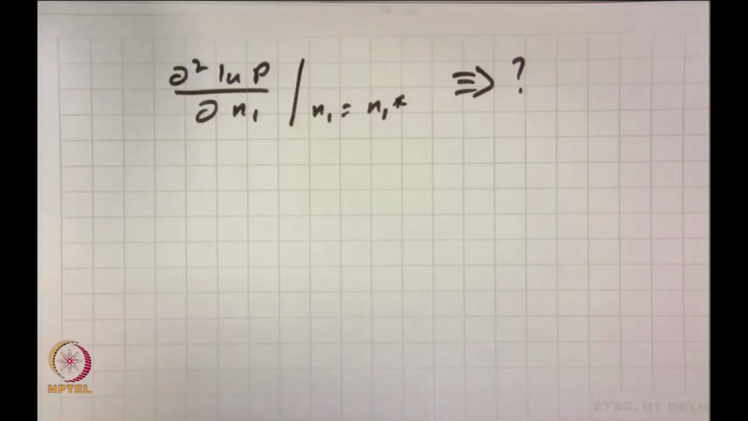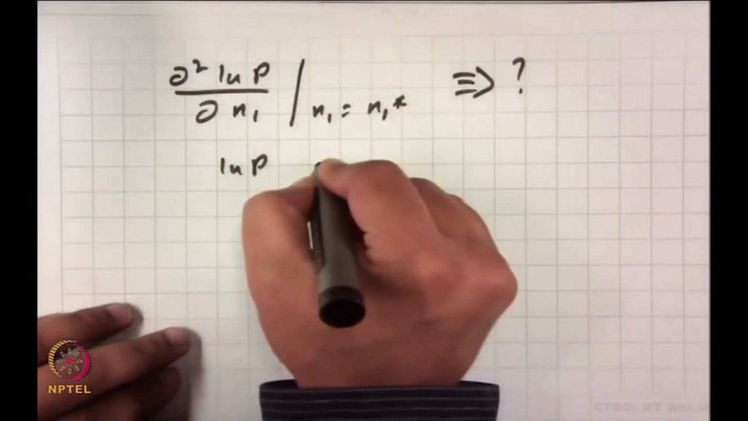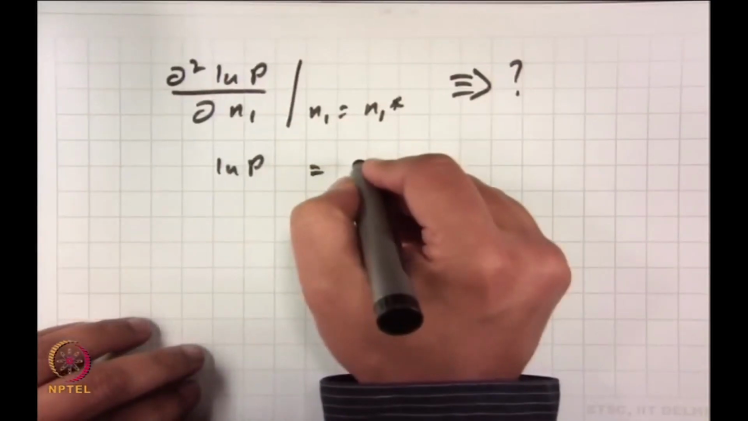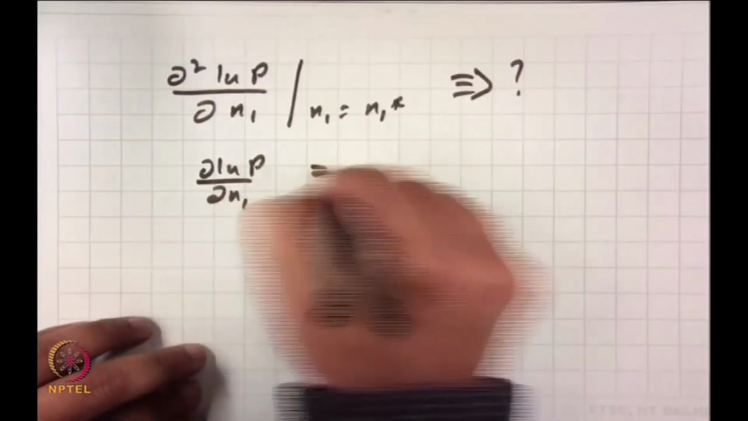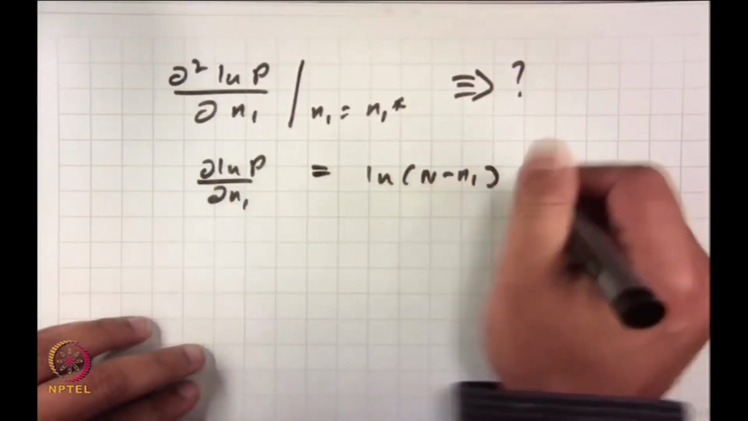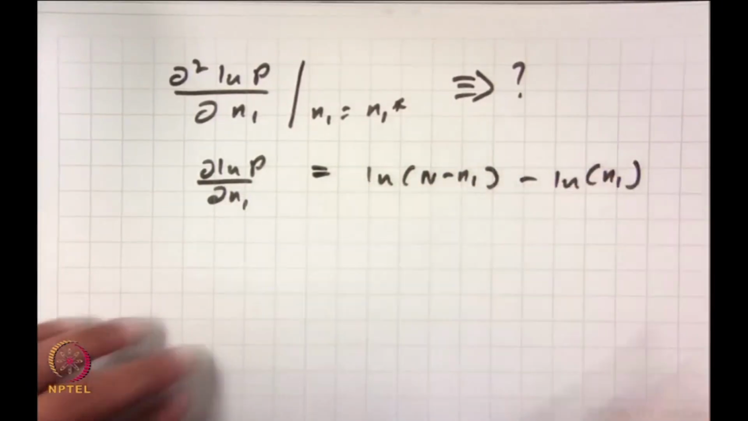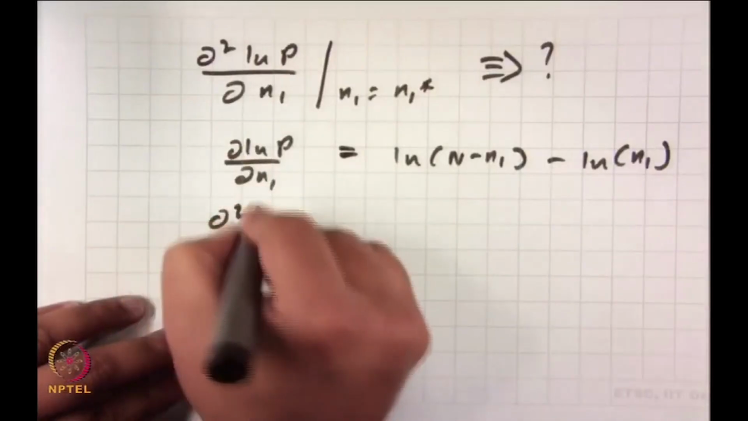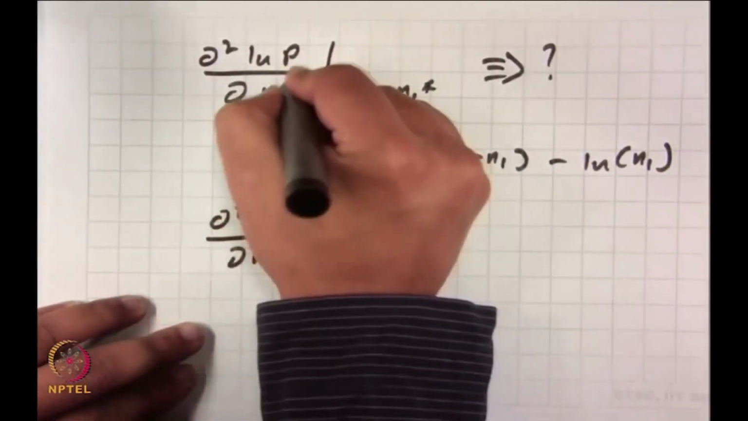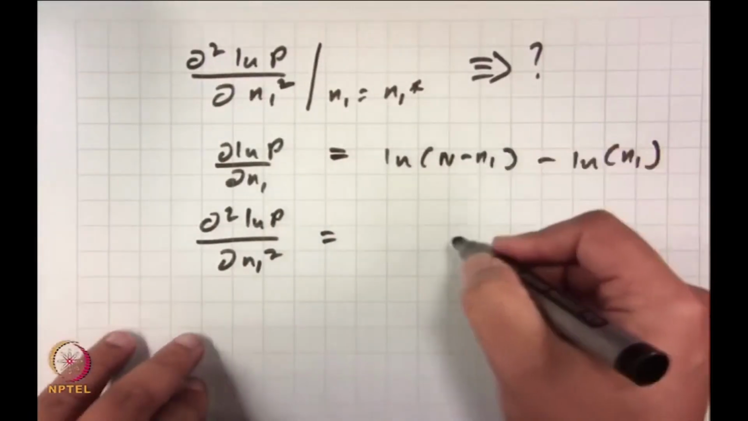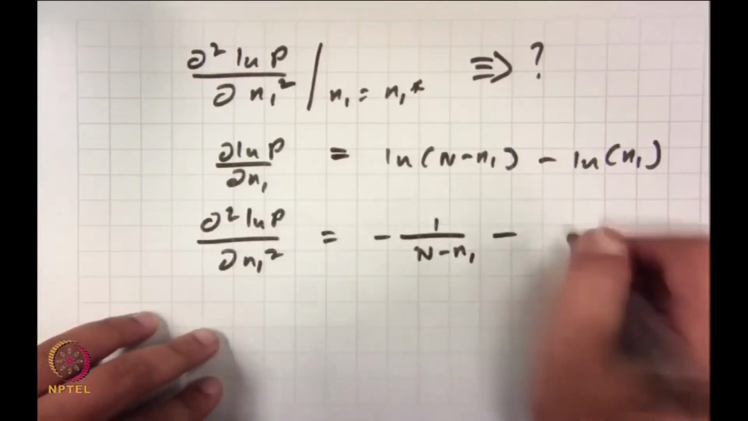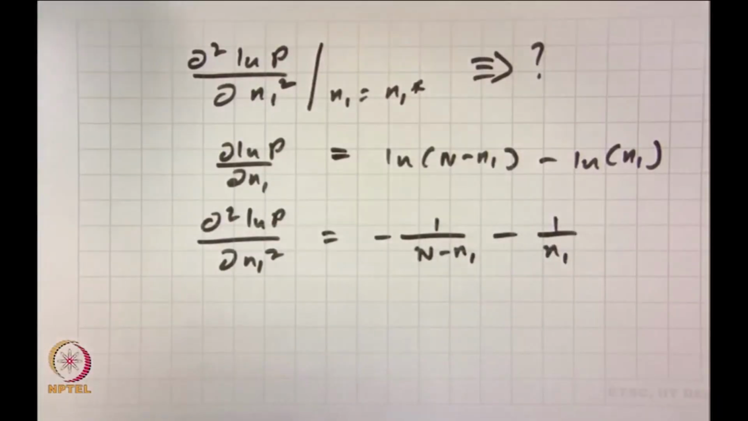isn't it? Okay. So, we already know, again let me write it down, del ln p over del n 1 was equal to ln n minus n 1, right, minus ln n 1. Okay. So, now what I am doing is I am just doing the double derivative of this. So, del 2 ln p over del n 1 squared is equal to, now what about the first one? Minus 1 over n 1, and the next one, minus 1 over n minus n 1. Okay. And remember, this is where are we doing it? We are doing it at n 1 star.